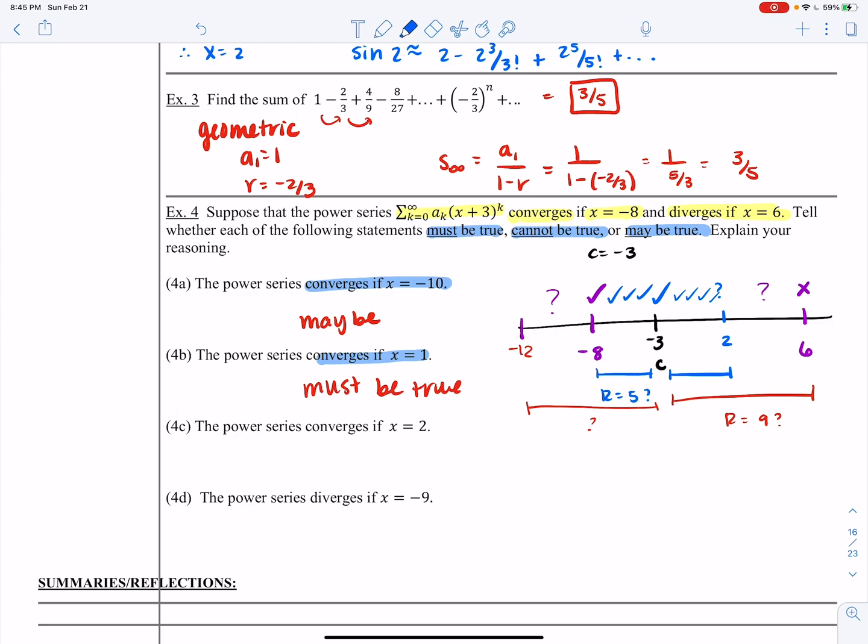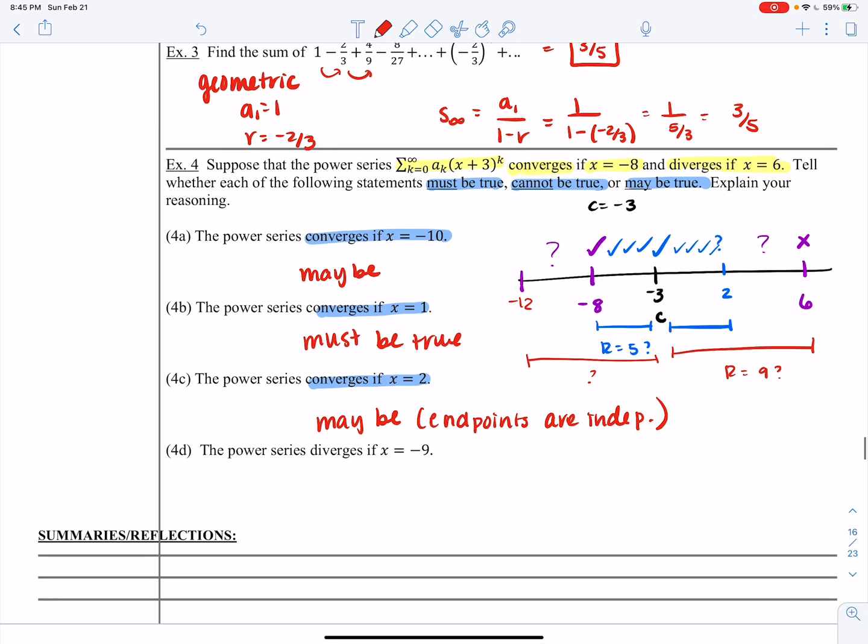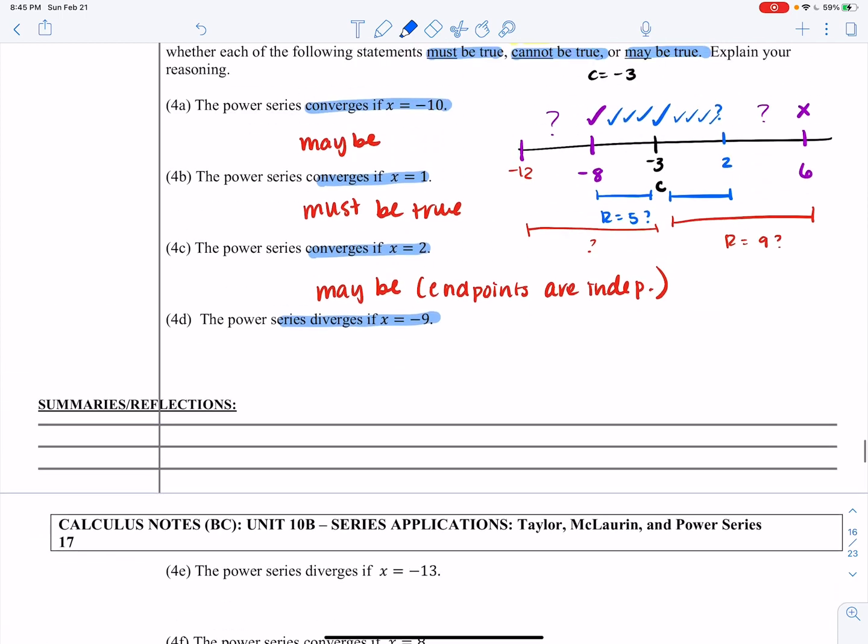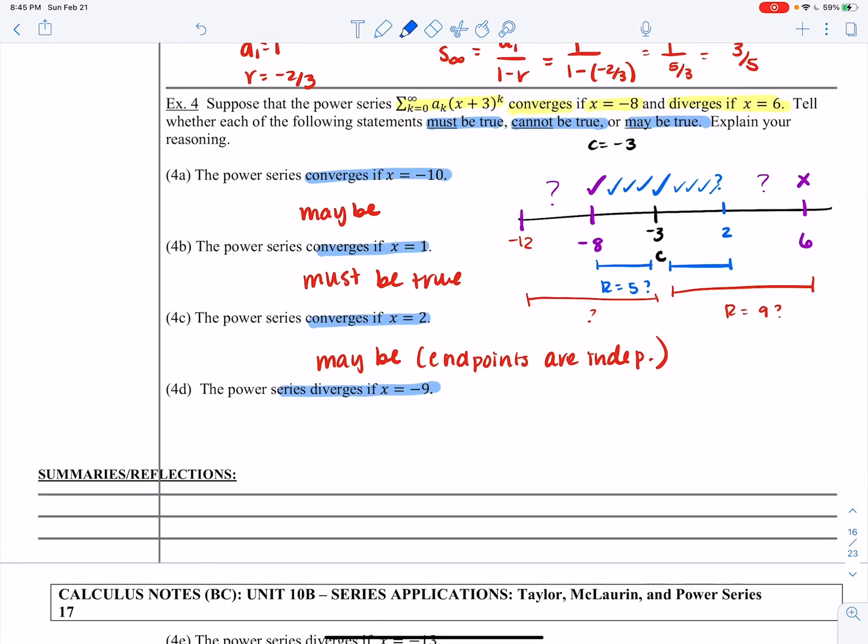Could the power series converge at 2? Honestly, maybe. Remember that endpoints can do different things. Endpoints are independent. So just because I know that it converges at -8 doesn't mean it has to converge at 2. Last but not least, does it diverge at -9? Well, not last. I forgot that there's some more on this next page. Does it diverge at -9? Maybe. Notice that's in my zone of question mark.